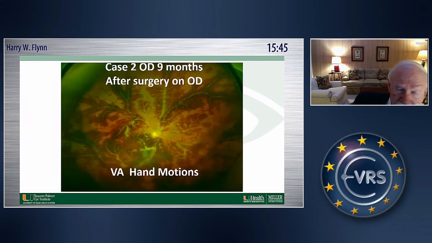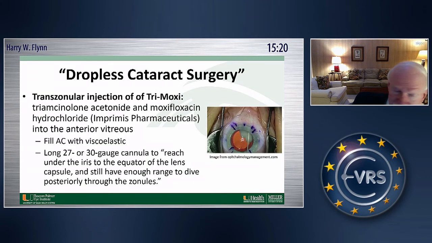Next slide. And here's the right eye, 9 months after surgery, hand motion vision, a very unusual picture. This does not look like a central retinal vein occlusion, but rather is a marked perivasculitis, which is felt to be an immune complex inflammatory disease in these patients with vancomycin. Next slide.